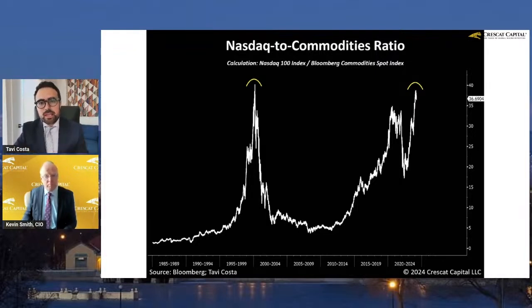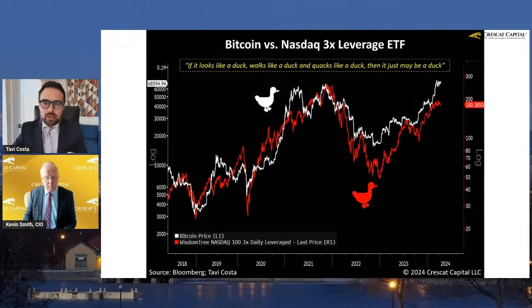Now, one thing that a lot of people do, and that's usually what happens in a very speculative environment. This chart is going to be a funny chart, but at the same time, an important one. Let's go to the next one. Now look at this chart real quick. If something looks like a duck and walks like a duck and quacks like a duck, then it might be a duck. And this is a funny chart looking at the NASDAQ 3 times leveraged ETF versus Bitcoin. Now, I have nothing against Bitcoin personally.